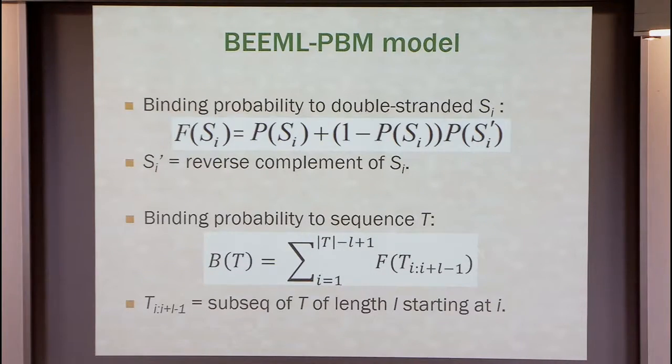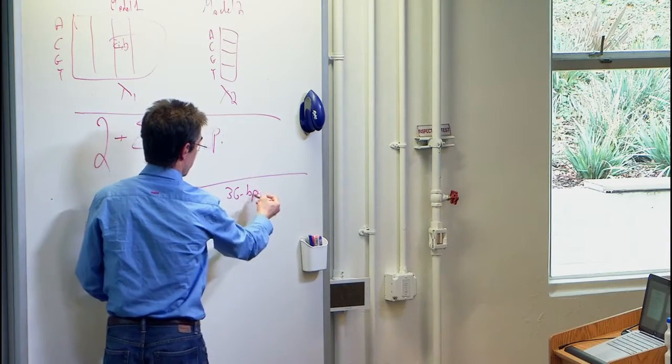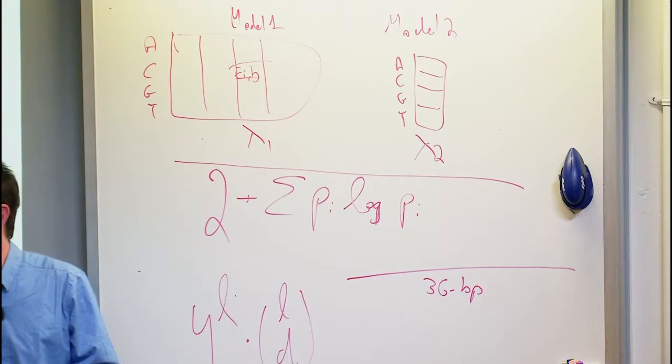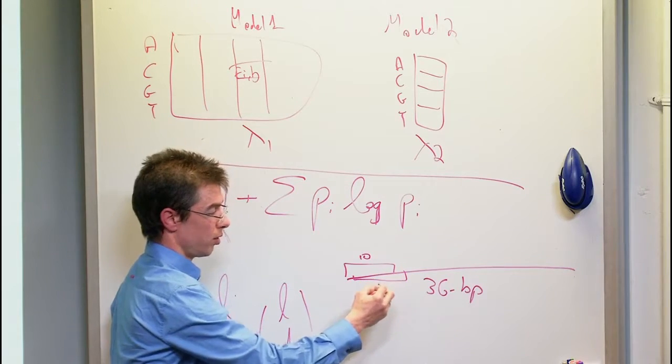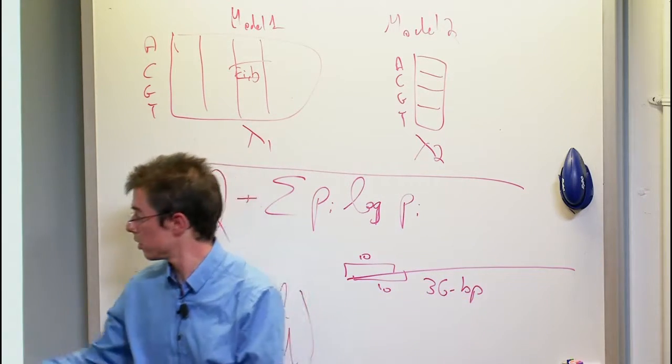Now, as I said, we have sequences of 36 base pairs. So we go with a window of length L over that sequence and take the probability of each subsequence of length L in that sequence. And this gives us the total probability of a probe sequence. Right, so we have a sequence of 36 base pairs, and let's say our model is of size 10, so we just sum over all k-mers of size 10 in that sequence, and this is the sum here.